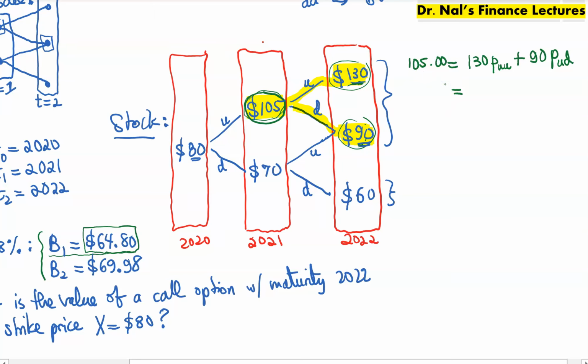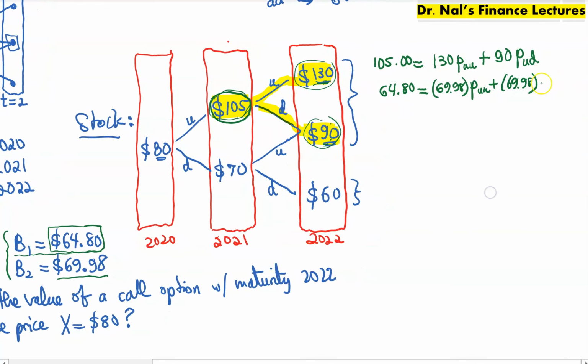So in the case of the bond, this one is 64.80. All right, there you go. And now, regardless of the state you're in, it always gives you 69.98. So 69.98 PUU plus 69.98 PUD, right? That's it. So what we can do is solve this system of equations for PUU and PUD.